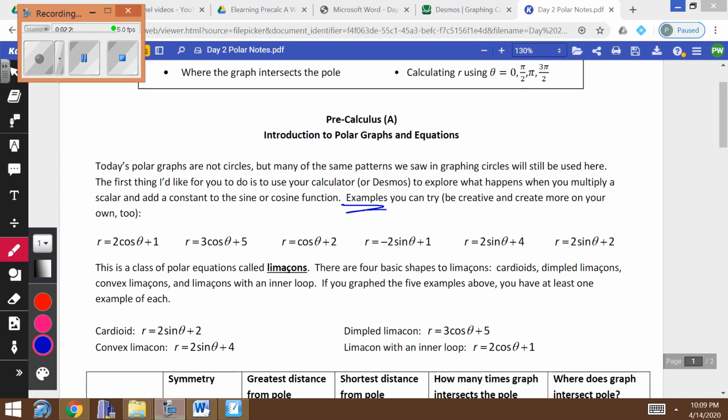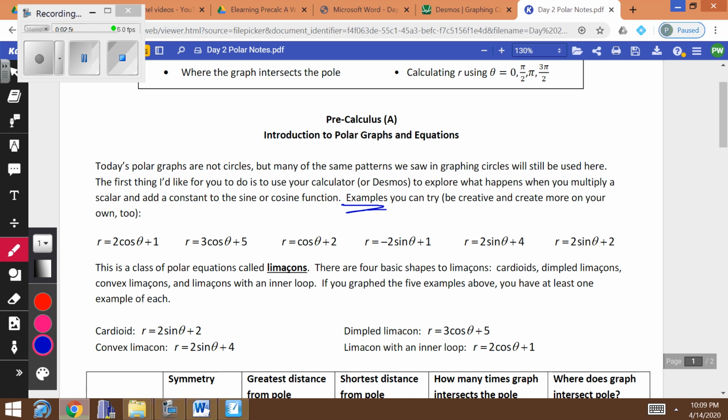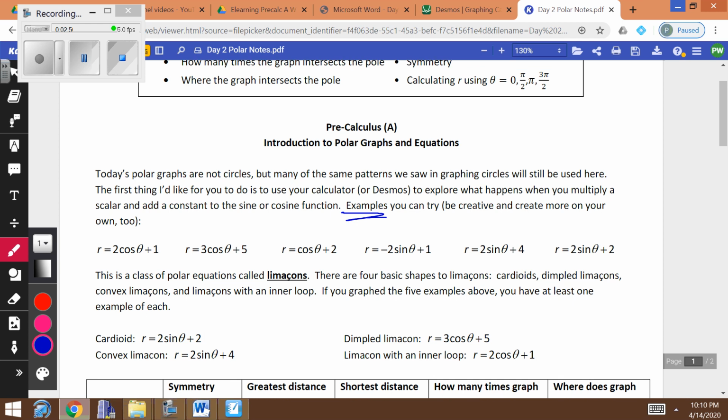All right, hopefully you did play around with them a little bit here. So this is a class of polar equations that we call limacons. Kind of a weird word, but it's called a limacon. And we have four basic shapes. Now, I don't really need you to know the actual names of all of them. There's a cardioid, a dimpled limacon, a convex limacon, and limacons with an inner loop. So if you graphed the ones up above, you graphed at least one of each.